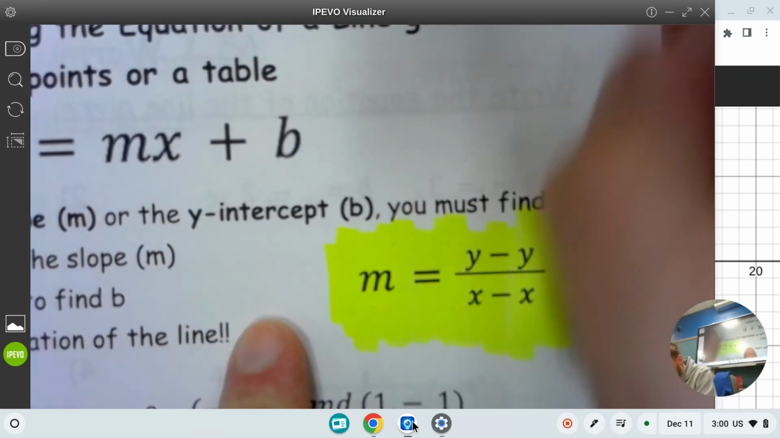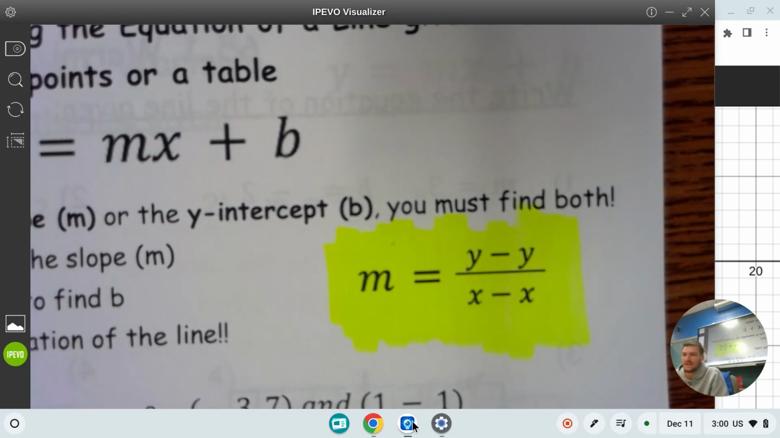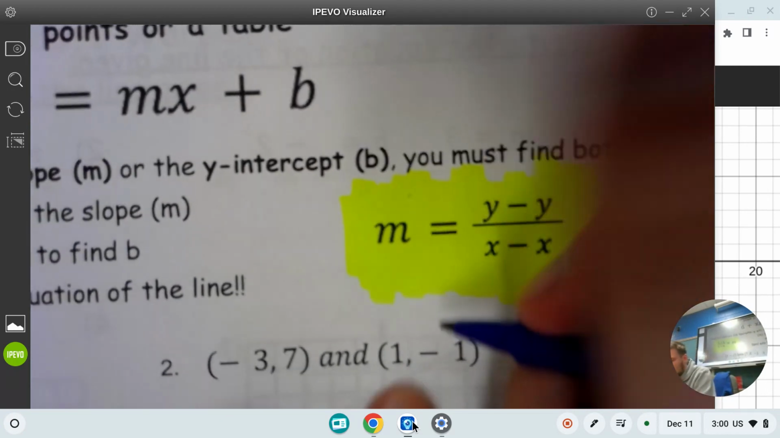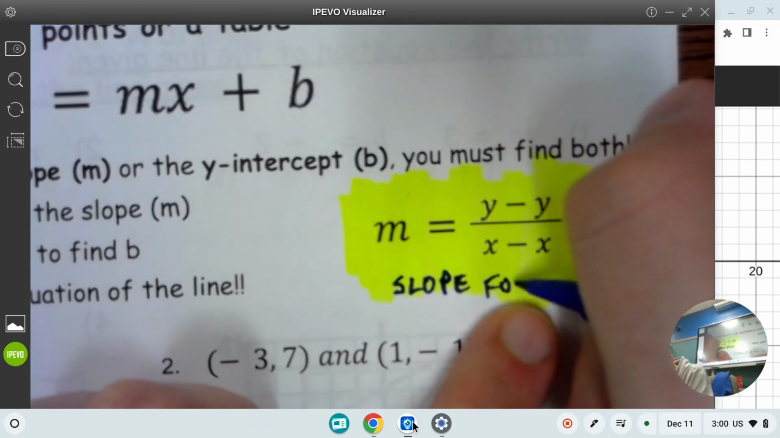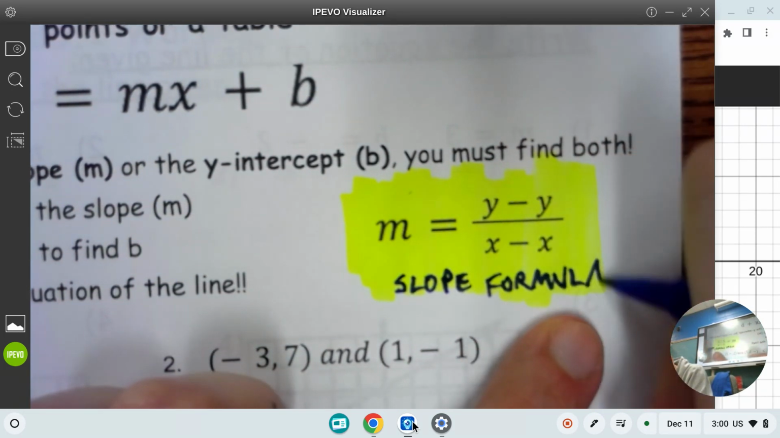All right? This formula right here is called the, I like hearing that as a teacher. This is called the slope formula. Maybe you're just acting nice for the video.